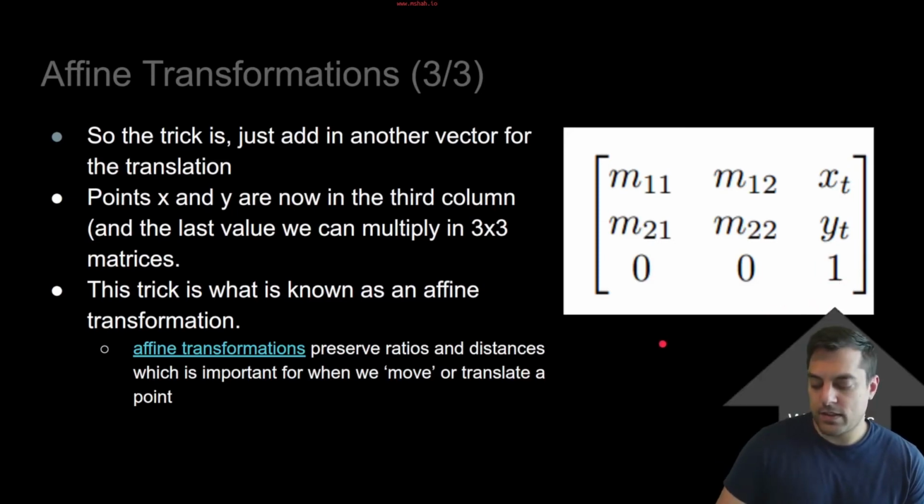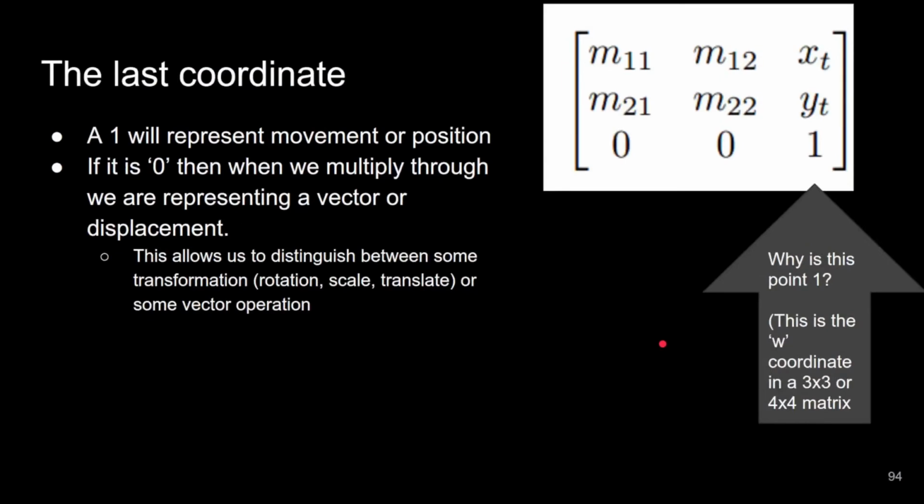Okay. So why is this point 1? Well, my graphics professor just told me it's always 1, but I want to try to give you a little bit more intuition here. If we're doing some sort of movement, or this matrix represents some sort of position, we have a 1 here. If it's 0, then we're multiplying through or representing a vector of displacement. Okay, so it has some sort of meaning here, I guess.